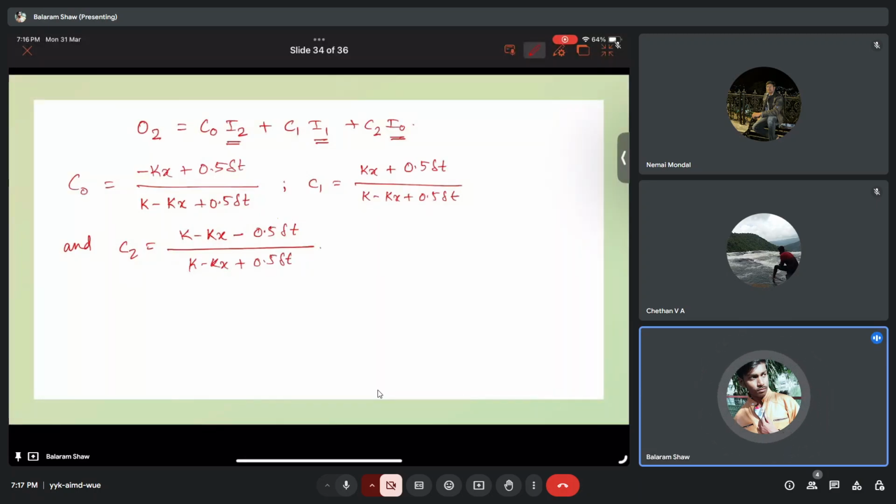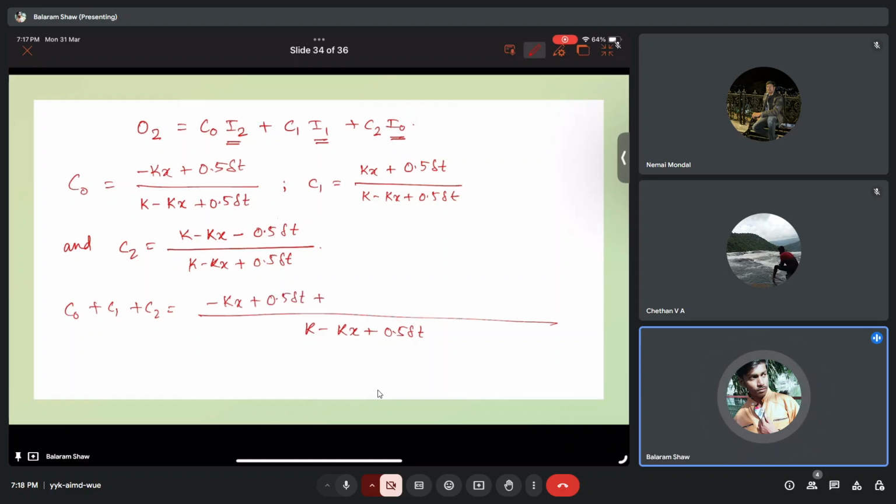One thing you will note here is, if you add all these C0, C1 and C2, all the denominators are the same. If you just add C0 plus C1 plus C2, as the denominator is the same, you can write it as k minus kx plus 0.5 into del t in the denominator, and the first term in the numerator will be kx plus 0.5 into del t.